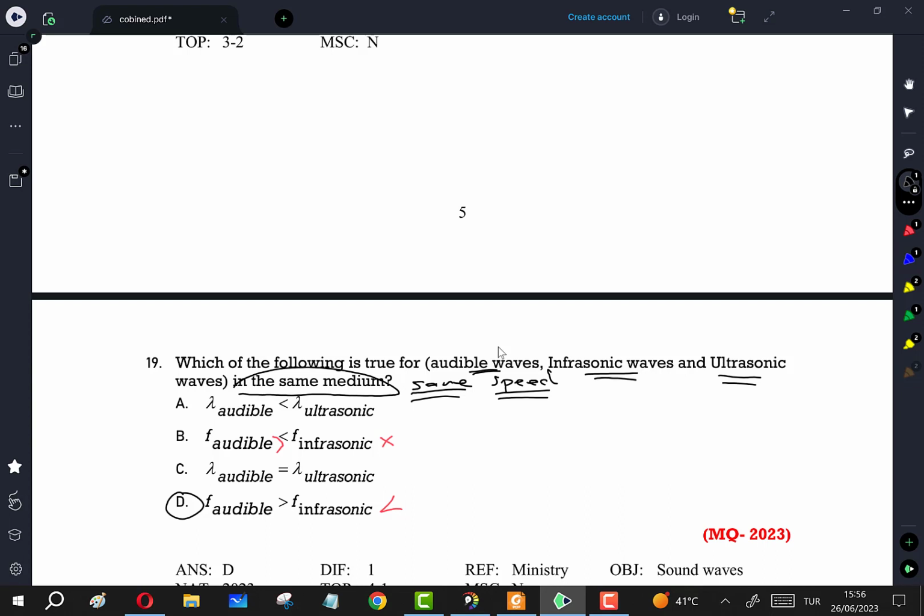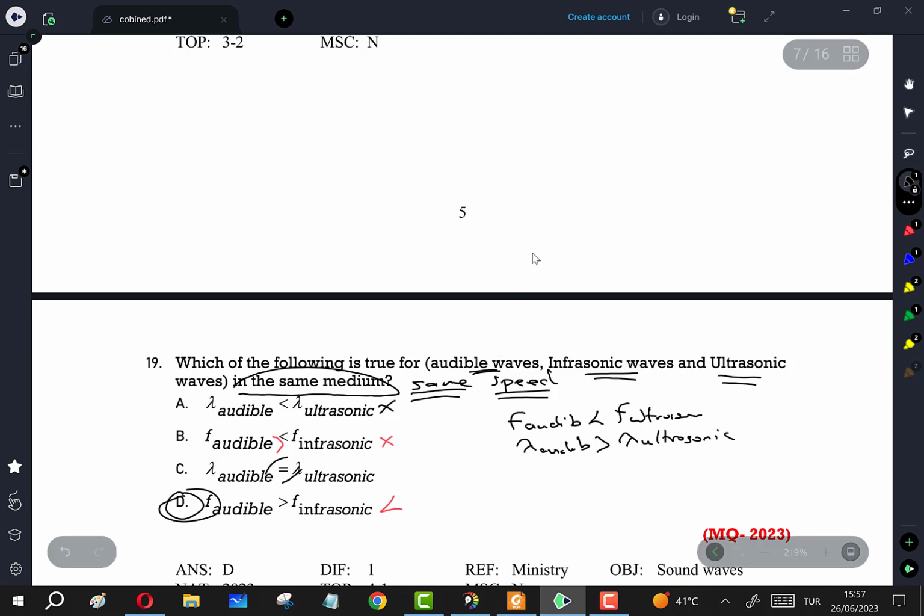Lambda audible is less than lambda ultrasonic? Because frequency of audible is less than frequency of ultrasonic, lambda audible must be greater than lambda ultrasonic, since they are inversely proportional. So this is not correct. Lambda audible and lambda ultrasonic, no, they cannot be equal. That's why the only correct answer in here is D.